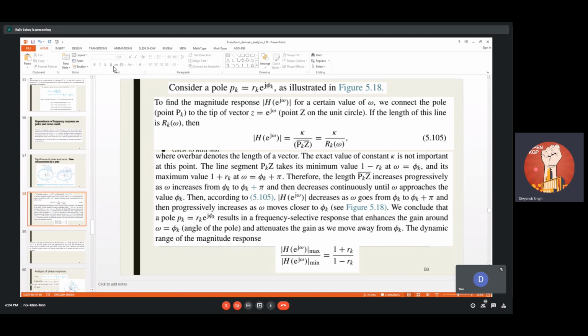This is the line that you should read. The length dkz increases progressively as omega increases from phi k to phi k plus pi, and then decreases continuously until omega approaches the value phi. And again this line.